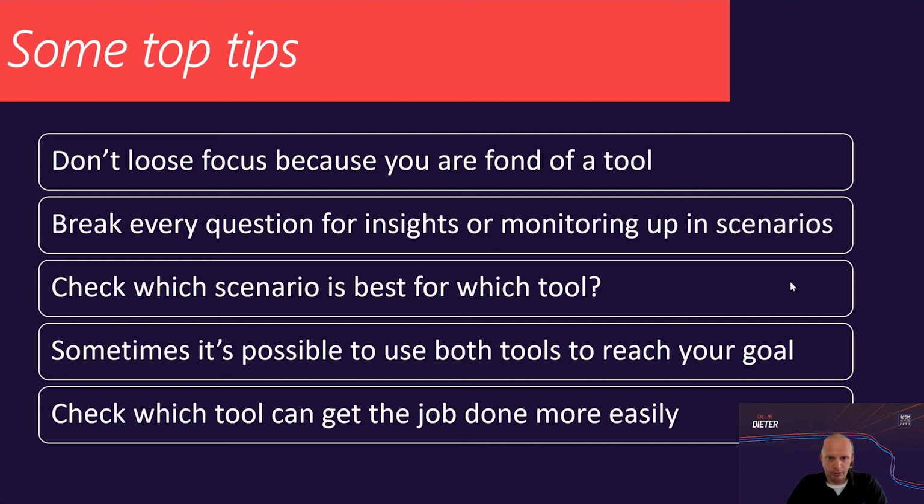So you really need to make sure that the tool is up for the job, and break every question for insights or monitoring up in scenarios. If something breaks, where do I need to be monitored? What's the threshold and so on? Check those scenarios to see which tool is the primary tool. Of course, they're coming closer together. Sometimes it's possible to use both tools to reach your goal. And check which tool can get the job done more easily. There's no point in complicating your life, while in the end one tool can do a better job than the other.